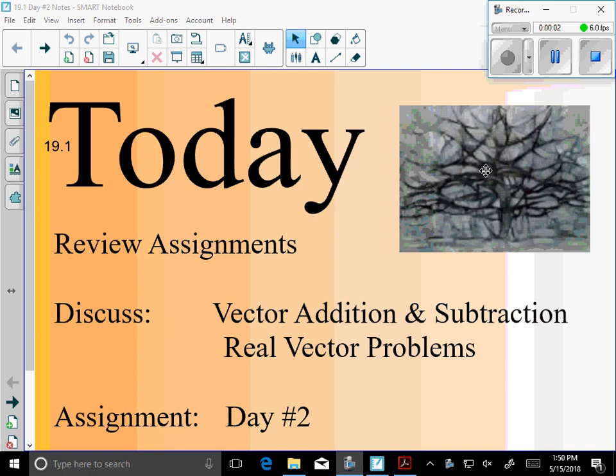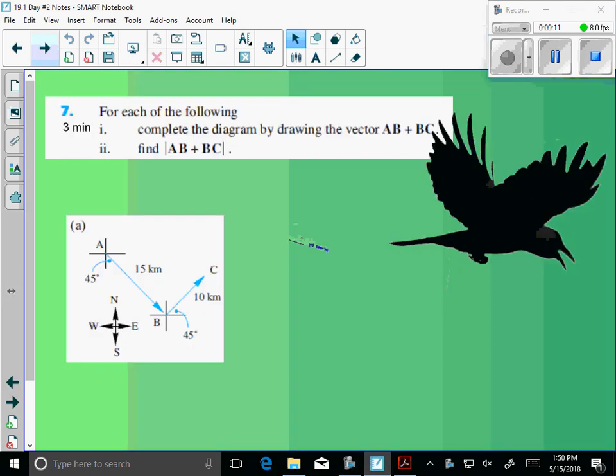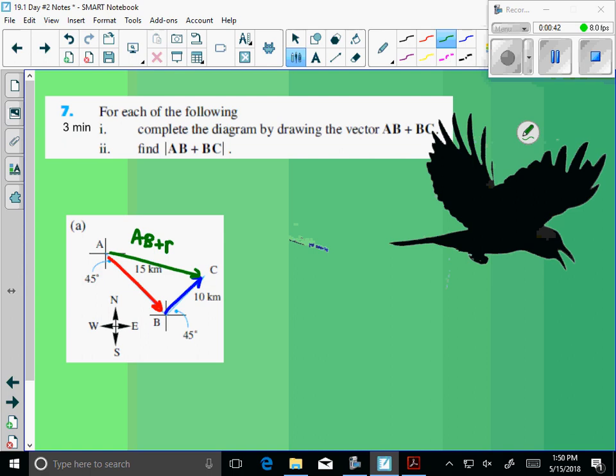Okay, so 19.1, day number 2, we're going to use vector addition and subtraction and look at some fun stuff with that. For each of the following, there's only one of them, so I'll do it once. Complete the diagram by drawing vector AB plus BC. Well, here's AB. Here's BC. Conveniently, they're oriented head to tail there. So AB plus BC would be the vector connecting the tail of AB to the head of BC. Sure. All right, so this would be vector AB plus BC.